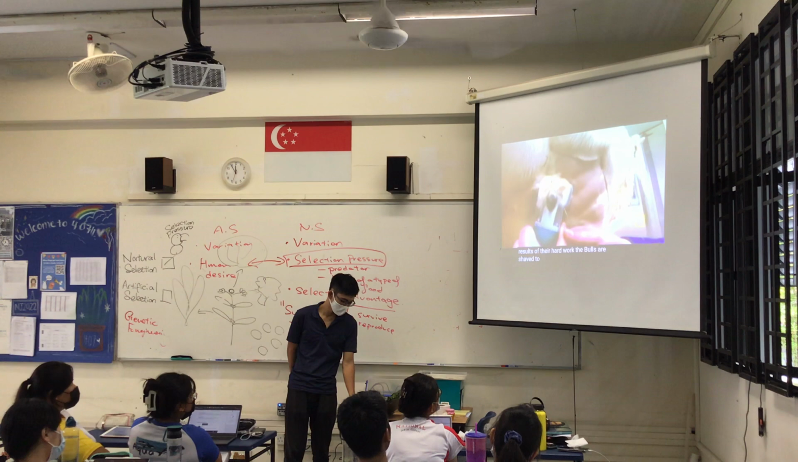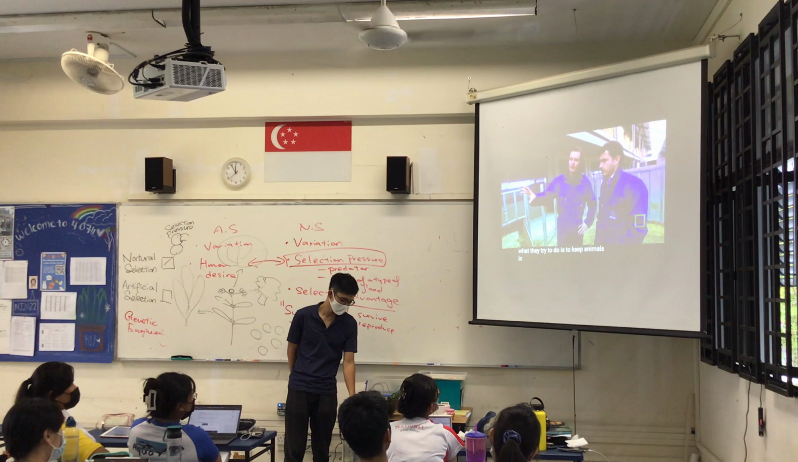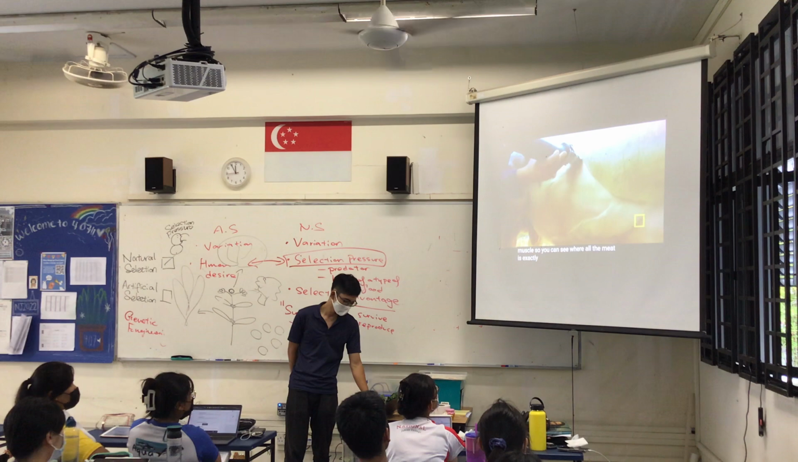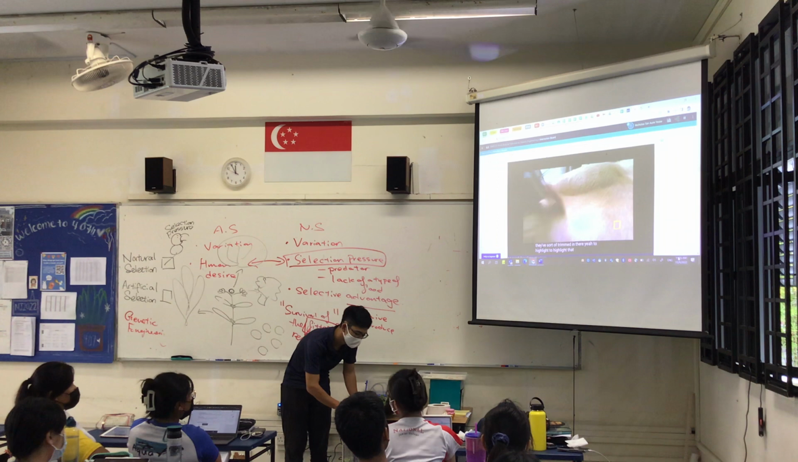What they try to do is to feed them in order to highlight all of the muscle. So you can see where all the meat is. Exactly, exactly. But even here, they've sort of trimmed in there. Yeah, to highlight that muscle, which has got a high value. You see? I'd like to pause here.